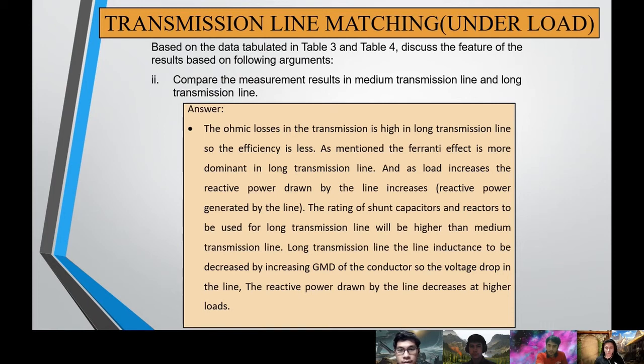The rating of shunt capacitors and reactors to be used for the long transmission line will be higher than for the medium transmission line. In the long transmission line, the line inductance can be decreased by increasing the GMD of the conductor. So the voltage drop in the line and the reactive power drawn by the line decrease at higher loads.